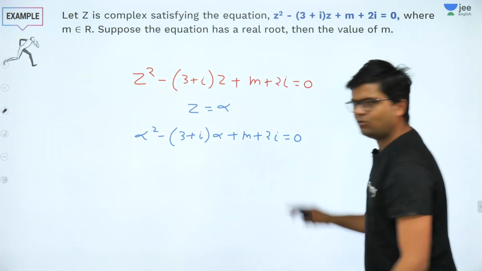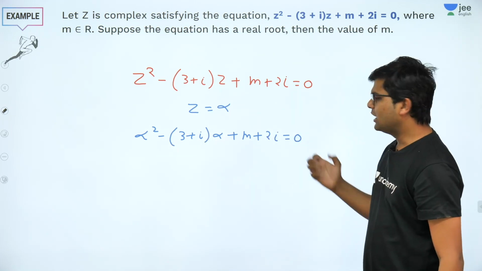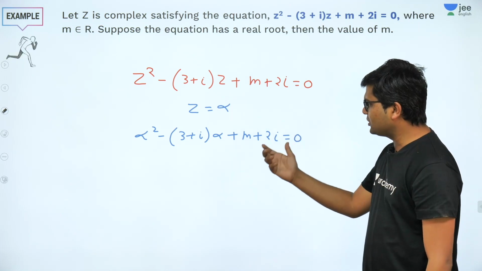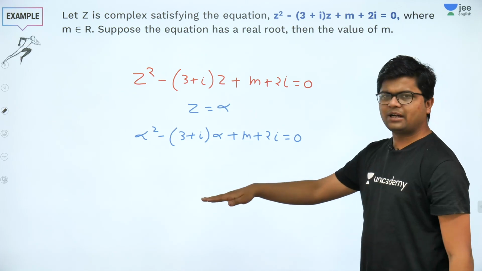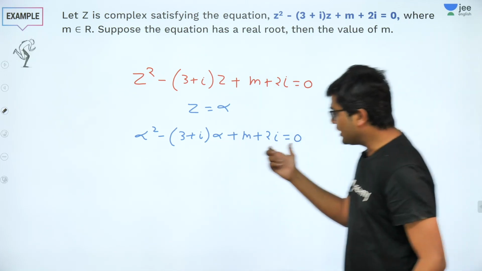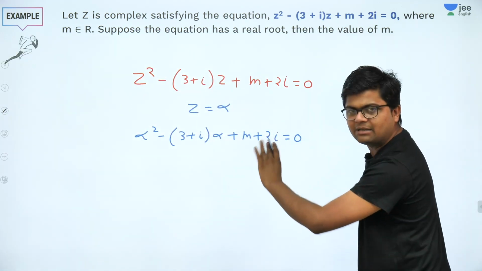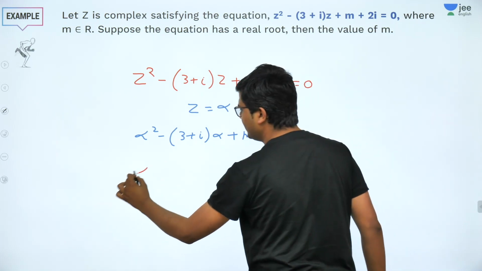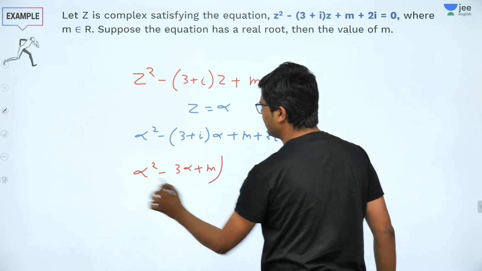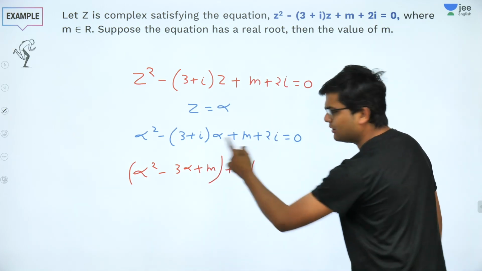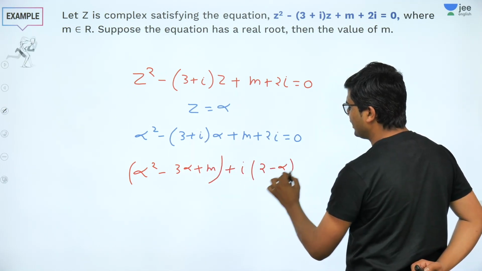Got my point? Now this complex value equals 0, and from the observation I can say that this is a complex number. So if a complex number is equal to 0, its real part equals 0 and its imaginary part equals 0. So rewrite this expression as a complex number in which the real part is separated and the imaginary part is separated. Its real part will be alpha square minus 3 alpha plus m. This will be the real part. Plus iota times, what will be the imaginary part? The imaginary part will be minus alpha plus 2. So 2 minus alpha equal to 0.